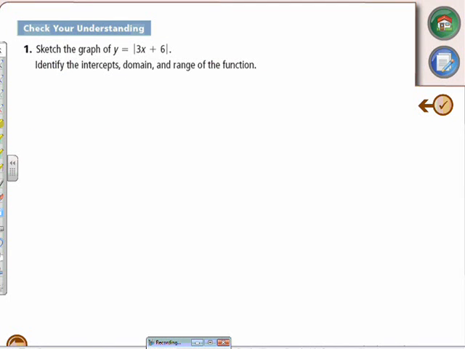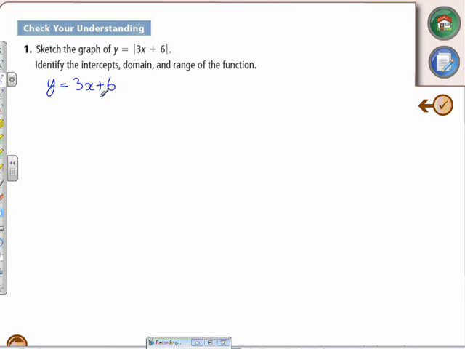All right, so if we're asked to sketch the graph of y equals the absolute value of 3x plus 6, the first thing we want to do is always look at what if there was no absolute value. Let's first of all identify the intercepts on 3x plus 6 on the line, and then we'll bounce it.